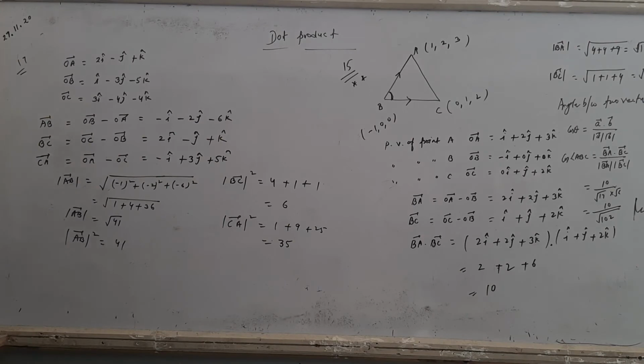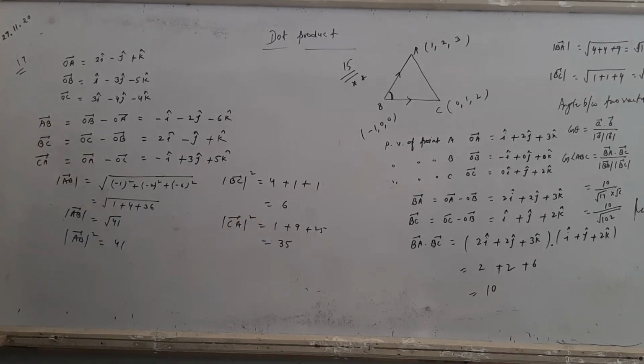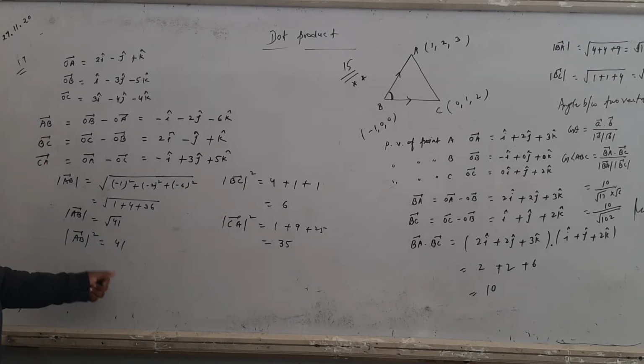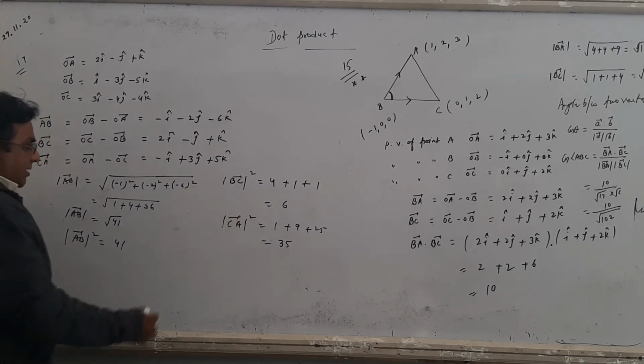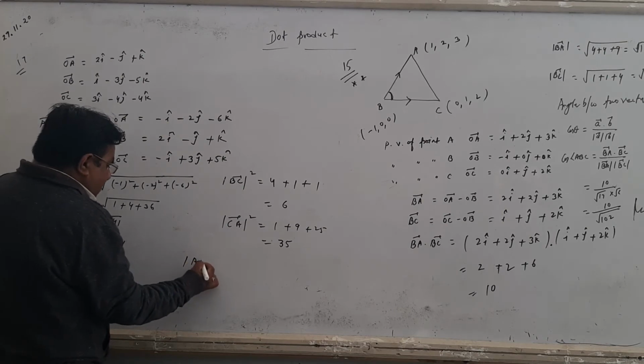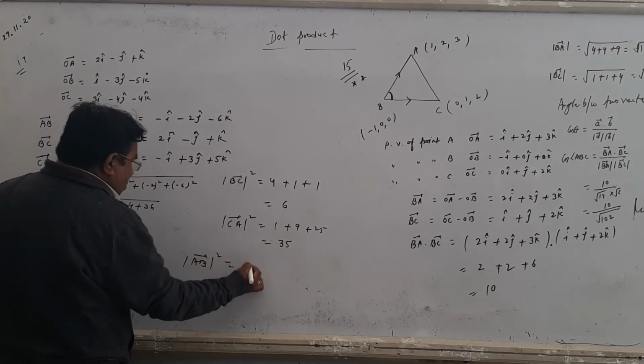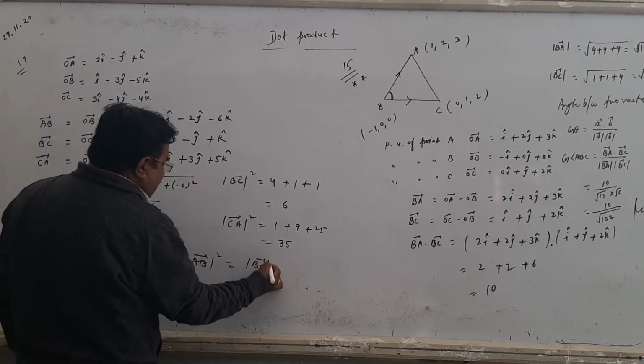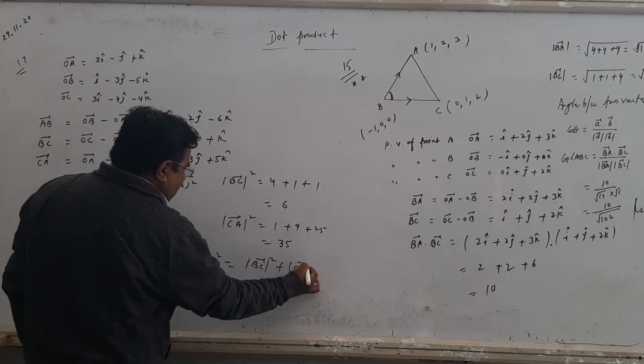But now 35 plus 6, the square of the sum of these two will be equal to this. 35 plus 6 is 41, right. That is, magnitude of AB square is equal to magnitude of BC square plus magnitude of CA square.